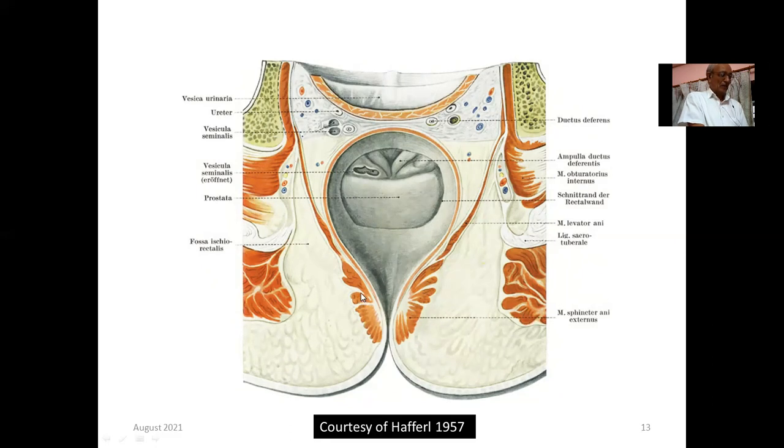And the muscles which are shown, particularly the levator ani muscles, will be very important when you consider the relations of the prostate and how the nerves can be preserved during surgery.